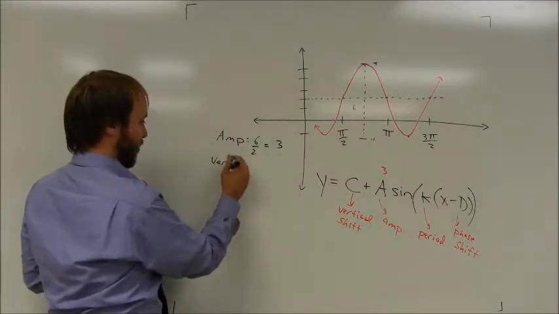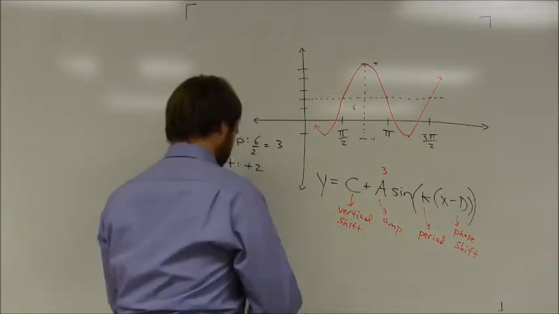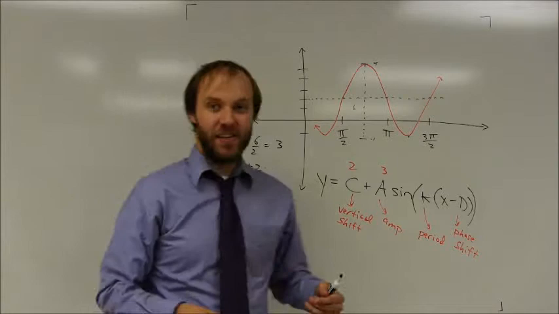So second of all, my vertical shift is +2. Okay, and again, I may want to fill that in here. That constant value there is going to be 2. And I can continue with the process.